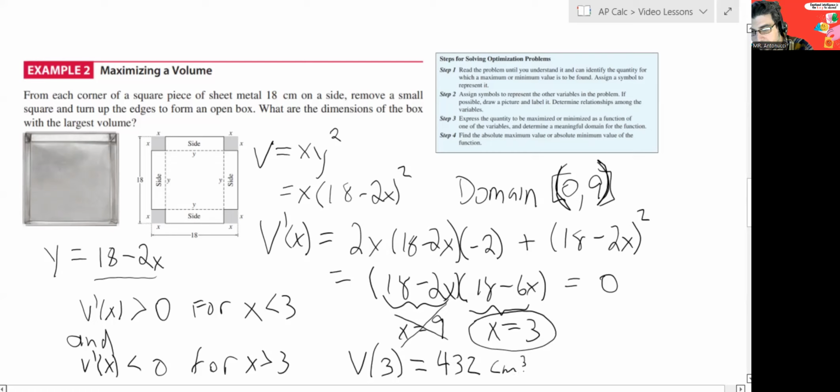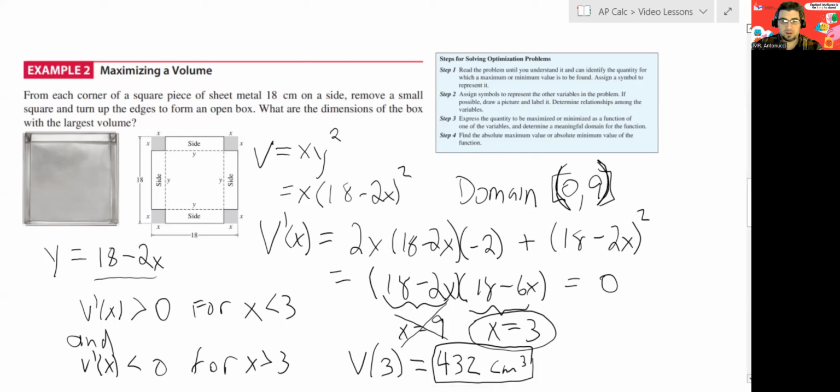And the units are centimeters cubed because we're talking about volume. And then you could state your answer. The max volume of the box is 432 centimeters cubed, and the dimensions are a base with length and width of 12 and a height of 3. Okay?